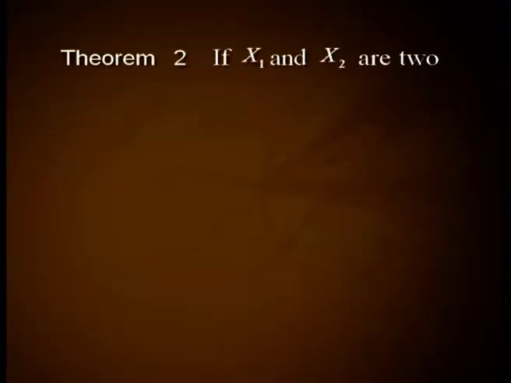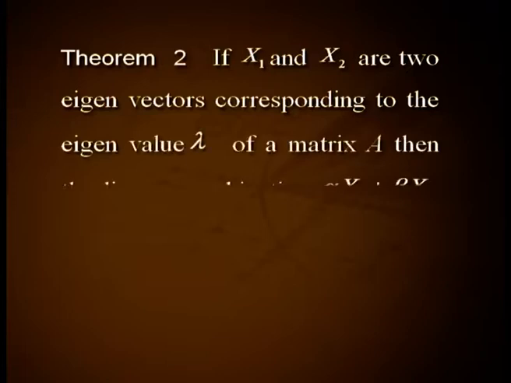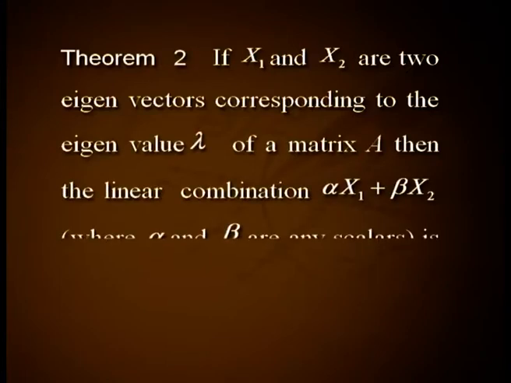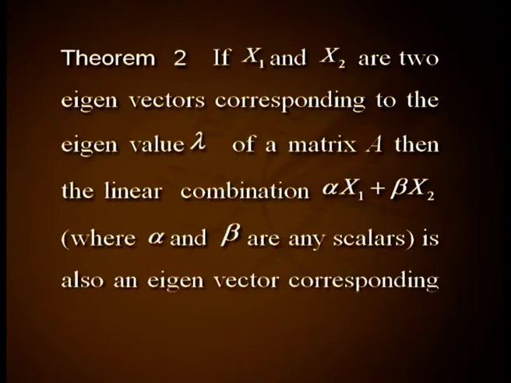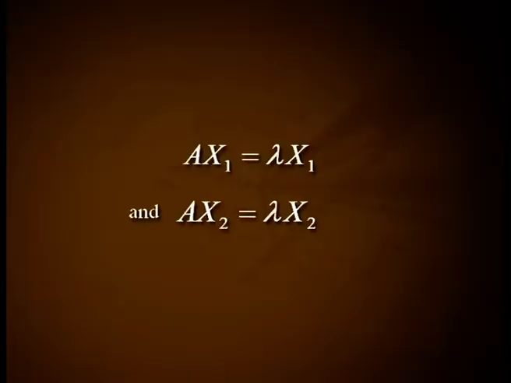Theorem 2. If x1 and x2 are two eigenvectors corresponding to the eigenvalue lambda of a matrix A, then the linear combination alpha into x1 plus beta into x2, where alpha and beta are any scalars, is also an eigenvector corresponding to the same eigenvalue. Proof. Suppose x1 and x2 are two eigenvectors corresponding to the eigenvalue lambda of a matrix A, then x1 not equal to 0, x2 not equal to 0, and A into x1 equal to lambda into x1 and A into x2 equal to lambda into x2.